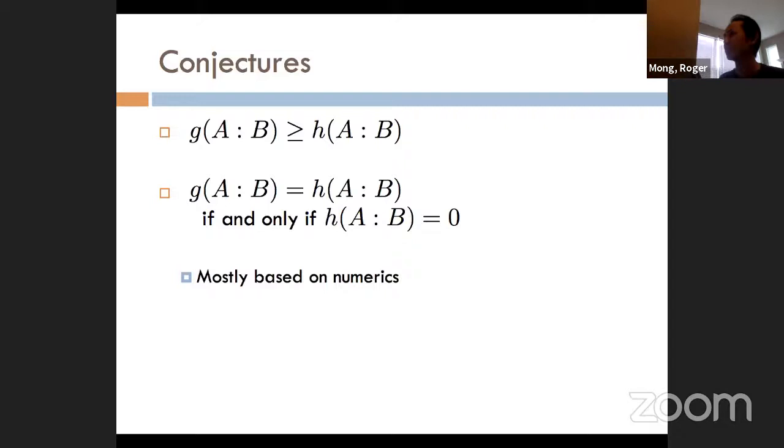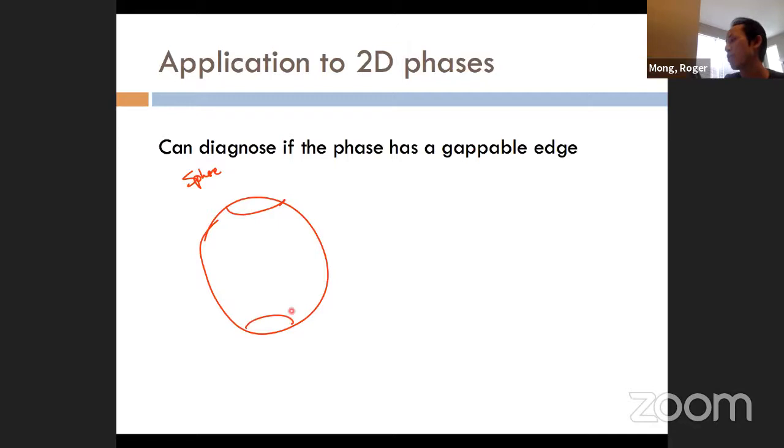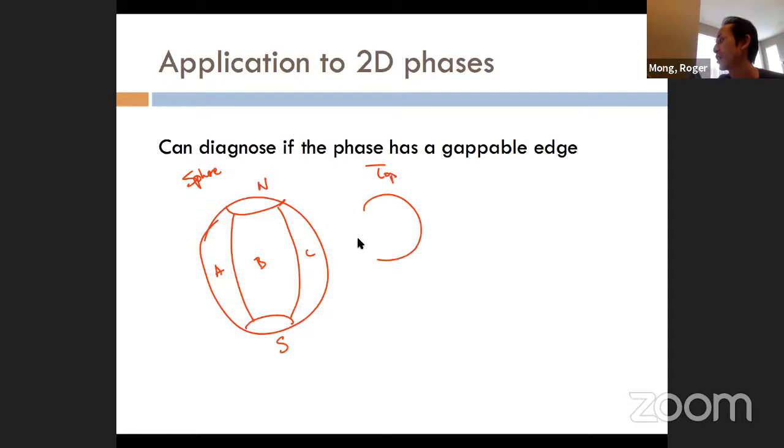All right, so I promised that I'd talk a little bit about 2D phases, and I'll do that in the last few minutes. It's basically using what we had earlier to diagnose if a phase has a gappable edge. Imagine you have a phase on a sphere. I'm going to have a north pole and a south pole. For the middle part, I'm going to divide it into three pieces, and keep in mind this is a sphere. There are three pieces, which I'll call A, B, and C, and A and C touch on the back of the sphere. From the top view, it'll look like this: A, B, C.